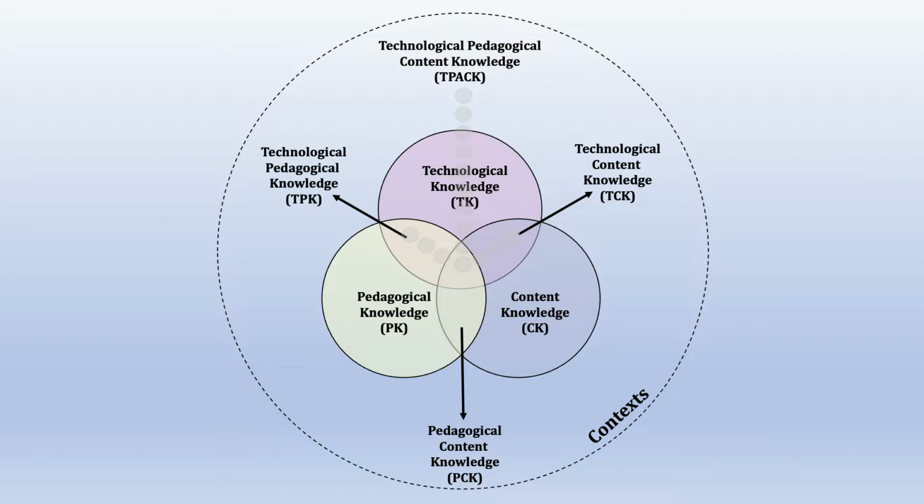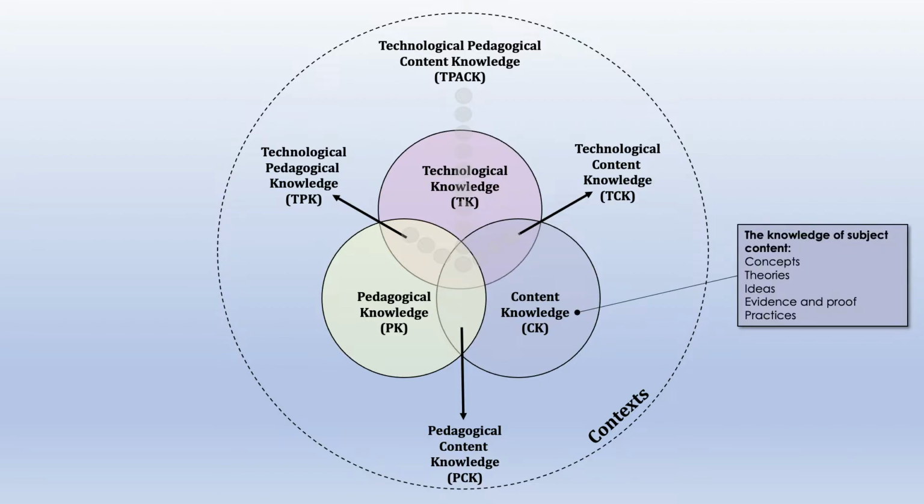But first things first, I will first explain to you the different domains. First, there is the content knowledge. This is the knowledge of subject content such as concepts, theories, ideas and models. What do you want your students to learn? What are your learning goals? The content of a program about history differs from the content of a program about astrophysics.